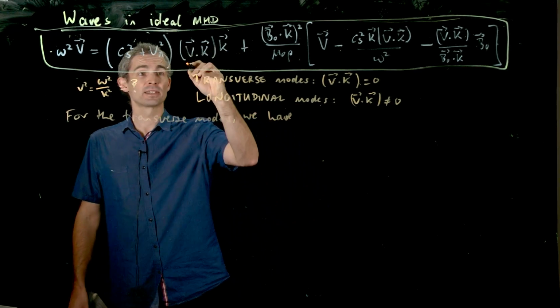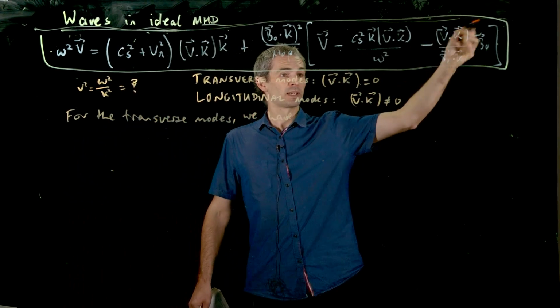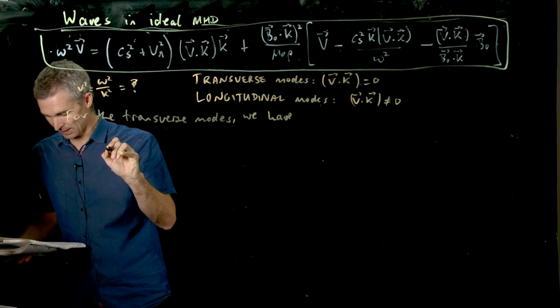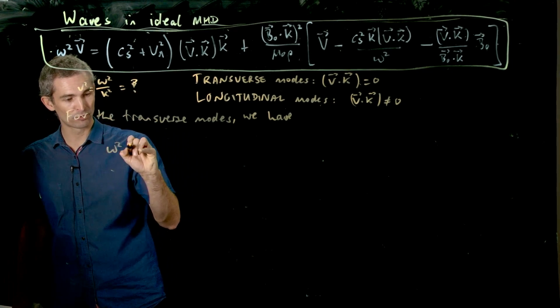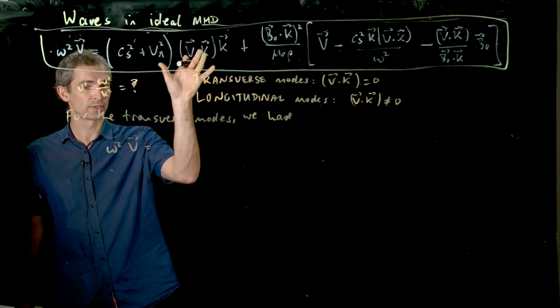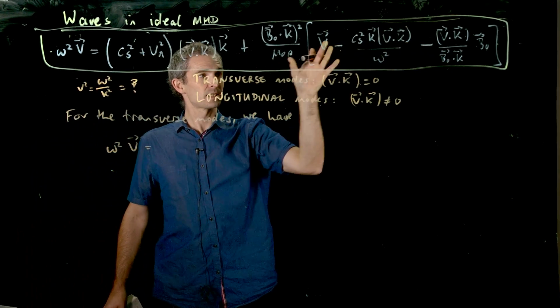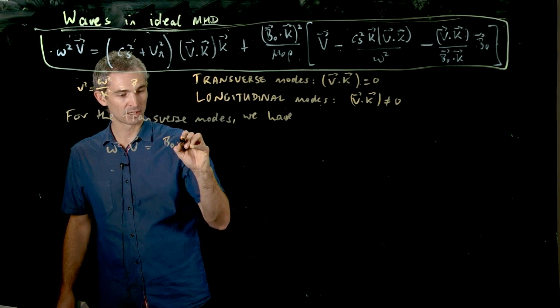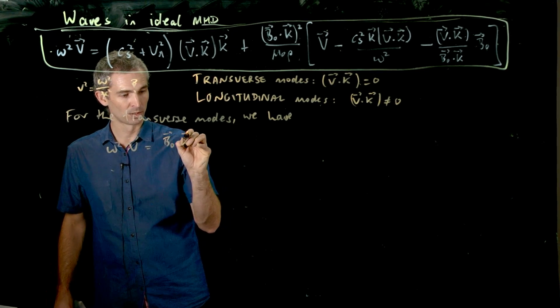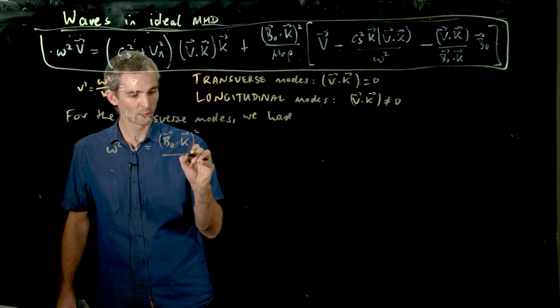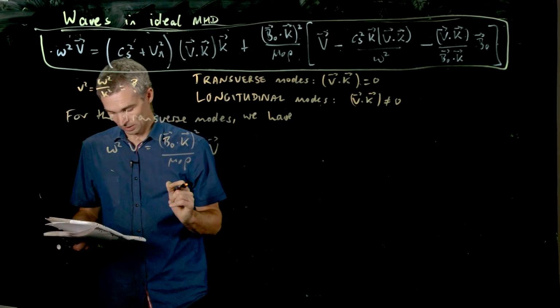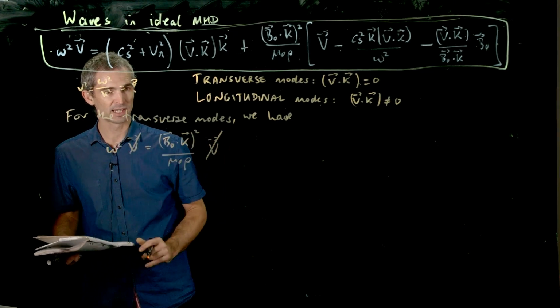So we have basically that term 0, that term 0, that term 0. We've only got this term left. So then we simply get omega squared v equals b naught dot k all squared on mu naught rho v. Okay, so now we can cancel the v from both sides.